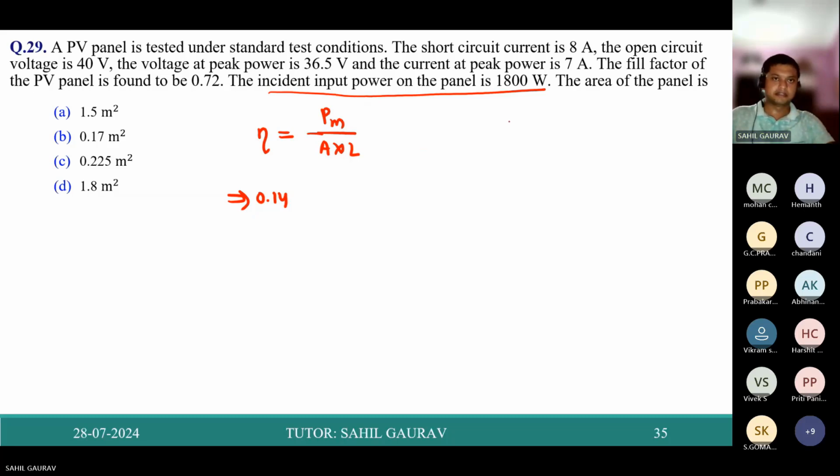So efficiency we can write PM as 255.5 and input power is 1800 watt. So we'll get 18.2%.